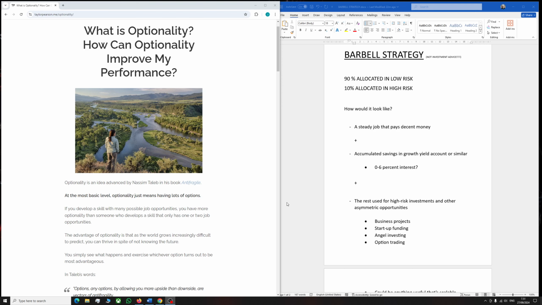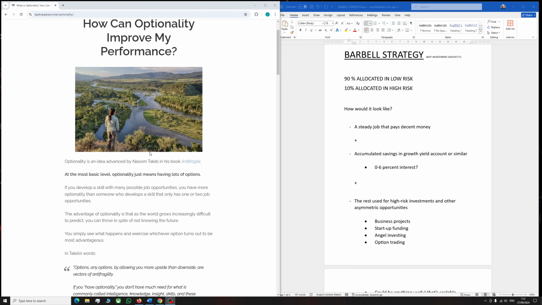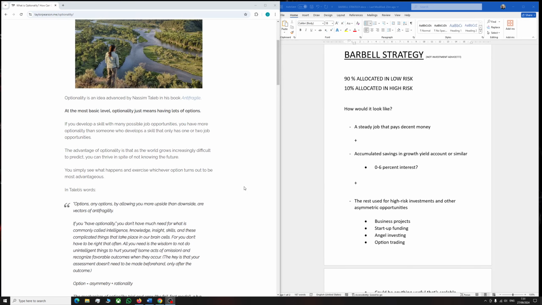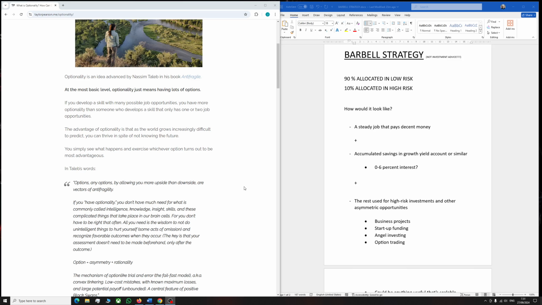So optionality is a big theme in my own life philosophy, and optionality is an idea that's advanced by Nassim Taleb in his book Antifragile and also in his other books. And at the most basic level, optionality just means having lots of options. And I found myself in situations where I've been lacking options, and ever since I've wanted to maximize my own options in life.